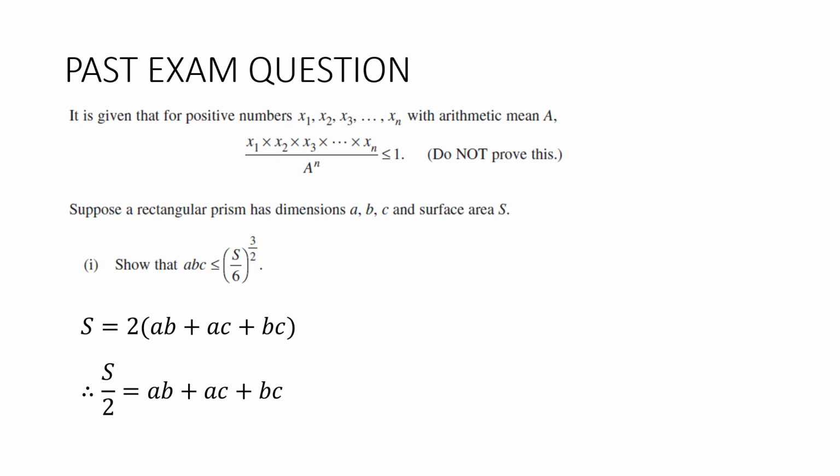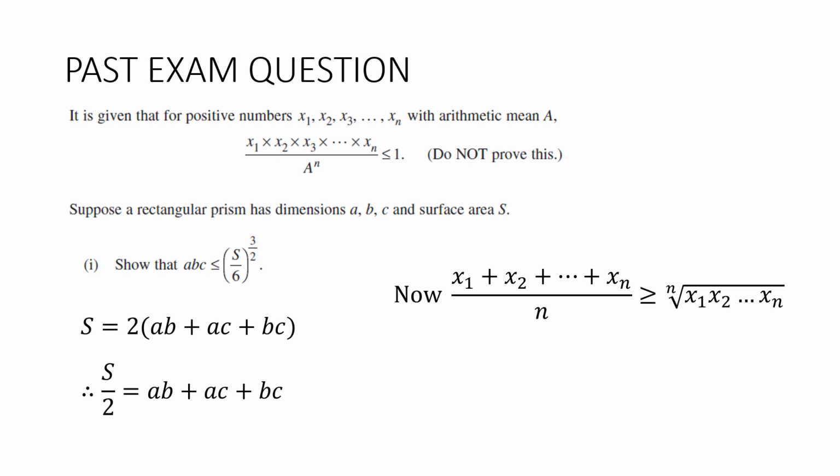Or S over 2 is equal to AB plus AC plus BC. Now, instead of using this version of the AM-GM inequality, I'm going to use my normal version. In other words, that the arithmetic mean is always greater than or equal to the geometric mean. And I can kind of see this is a little bit like this numerator here.